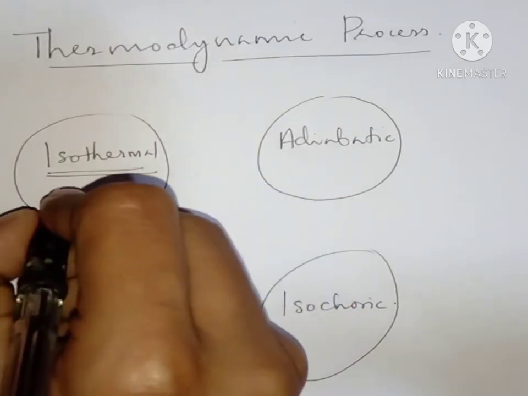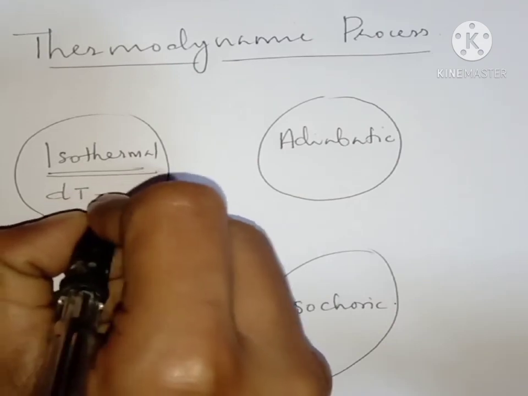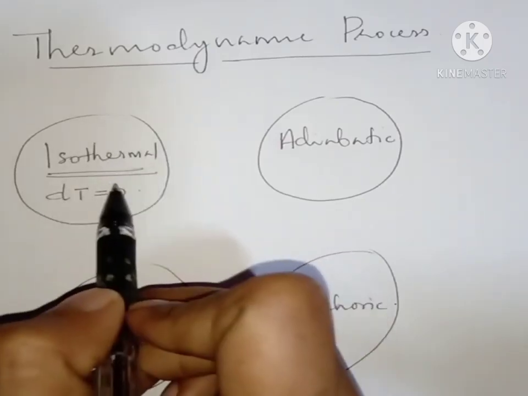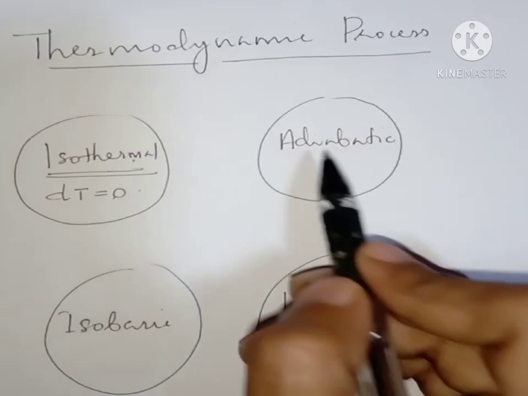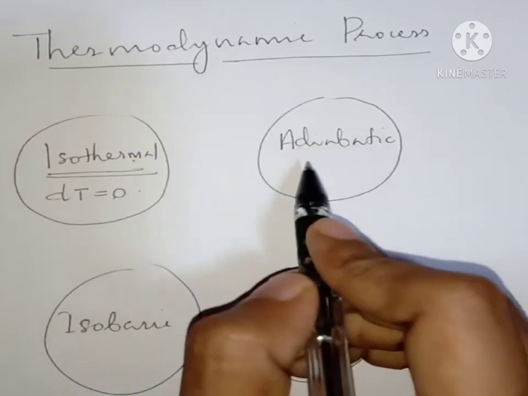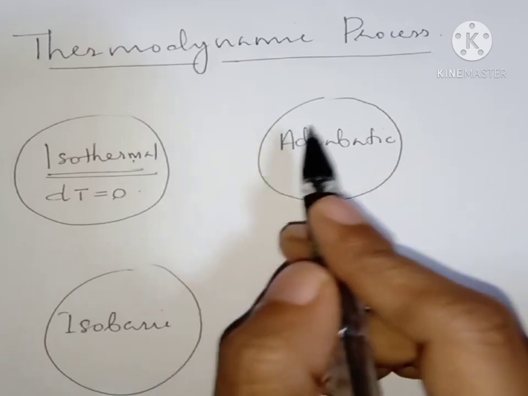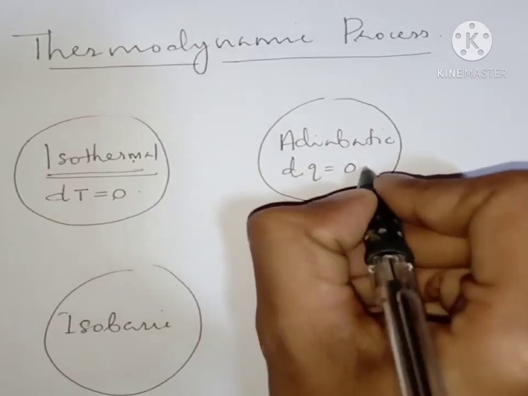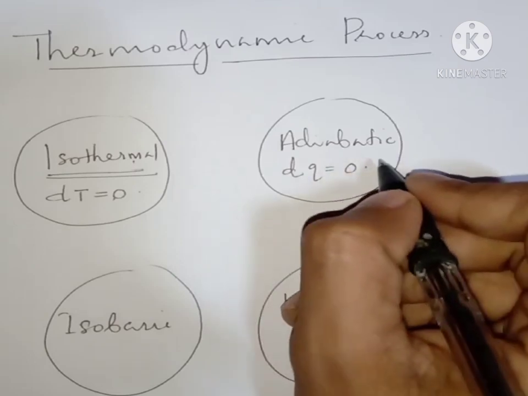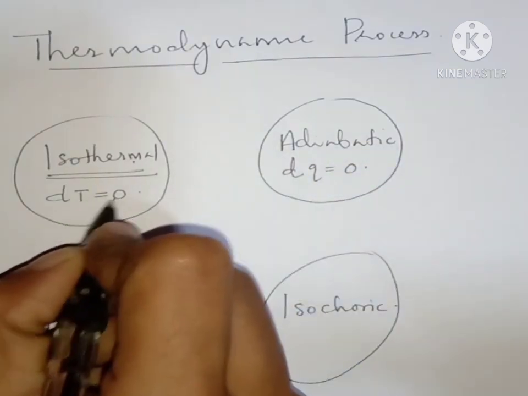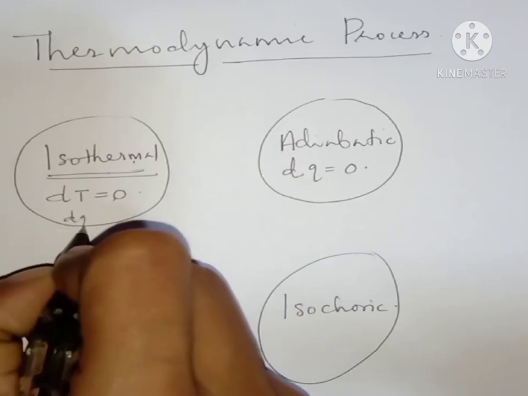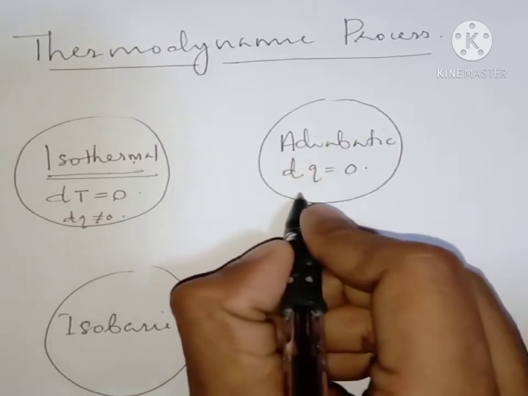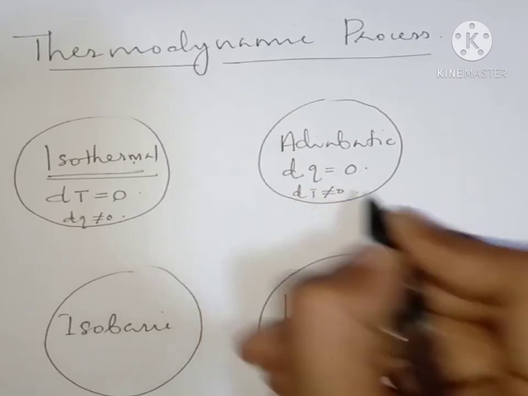Isothermal means temperature is constant. That is, change in temperature is equal to 0, that is, dT equal to 0. If a process in which temperature is kept constant, then it is an isothermal process. While adiabatic process means there is no exchange of heat, or there is no change in heat energy. That is, dq equal to 0. Then it is known as an adiabatic process. Here dT equal to 0 doesn't mean dq equal to 0. Here dq is not equal to 0. In the same way, dq equal to 0 in an adiabatic process, but dT is not equal to 0.